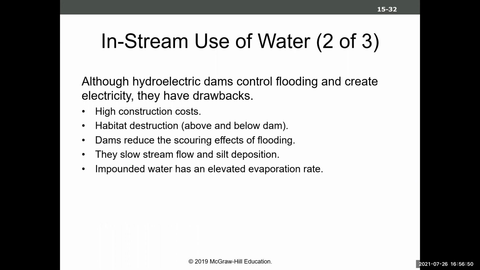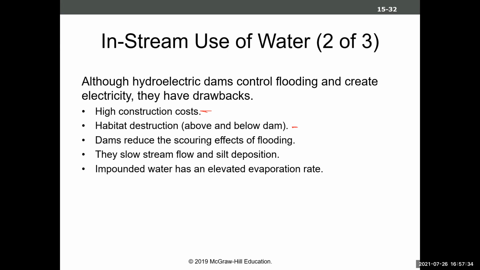Now, even though those hydroelectric dams are creating electricity, and they control flooding, they do have some drawbacks. There are some cons in having hydroelectric dams. The first is that they cost a lot of money. The second is that they destroy habitat. So they flood the areas behind it, and then they can cause flow changes in the areas below it, and they also can keep migrating fish from reaching their spawning grounds above the dam. The dams reduce the effects of flooding. So even though they're controlling flooding, they also reduce the flooding downstream.